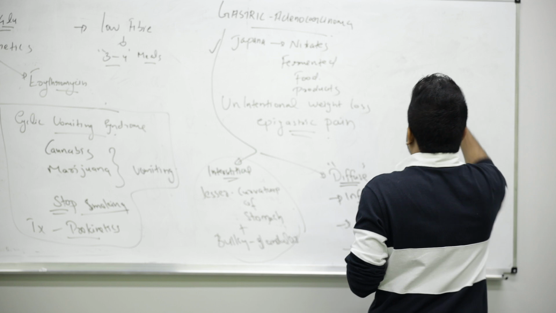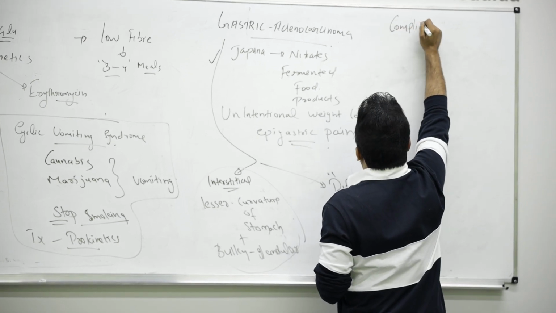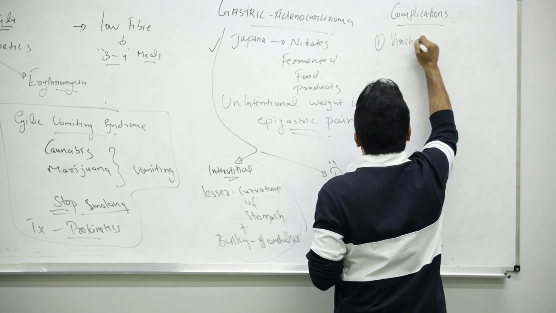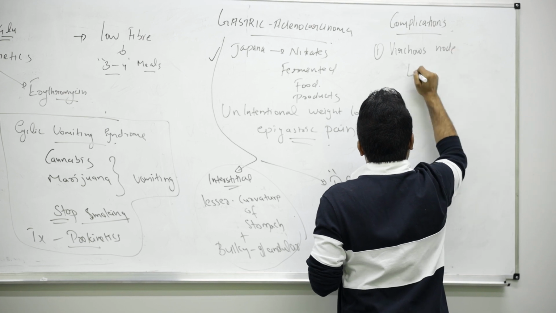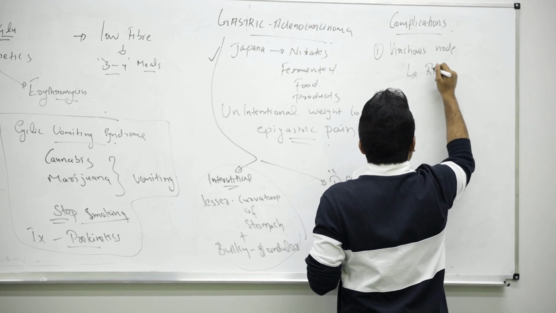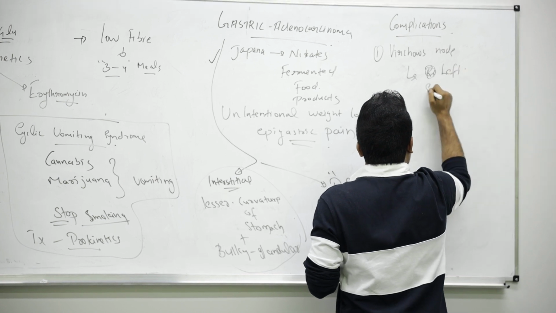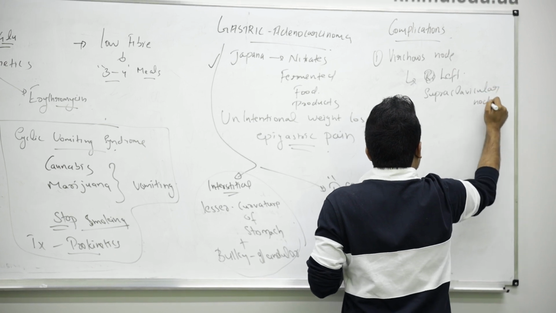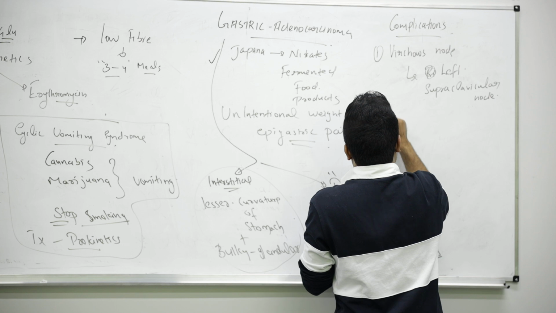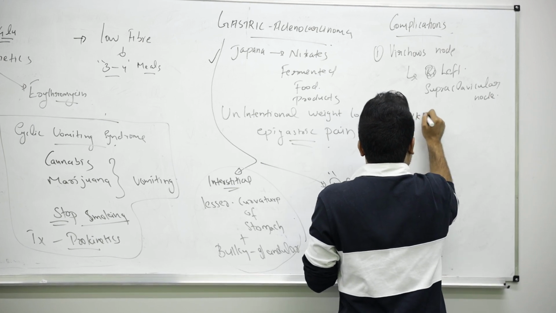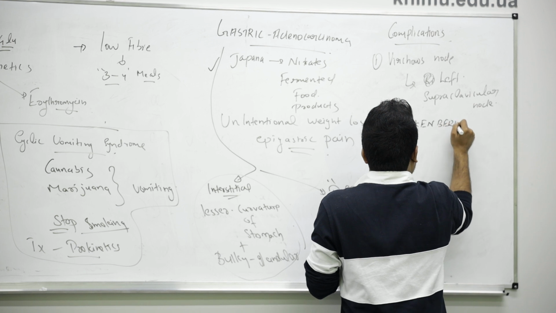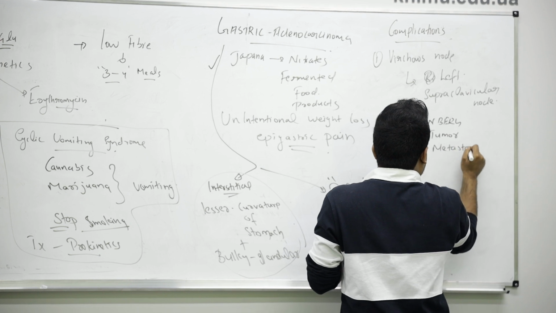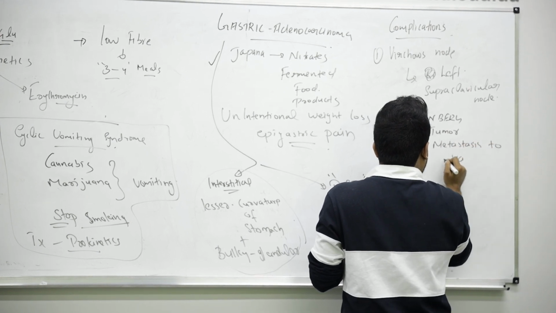The main thing is about the complications of gastric cancer. First one, Virchow's node. Where is it? In the right? Sorry, not in the right. Left supraclavicular node, you can see. Next one, Krukenberg tumor. Remember, Krukenberg tumor. That is metastasis to the ovary. They will be going to what? Ovary, bilateral ovary.